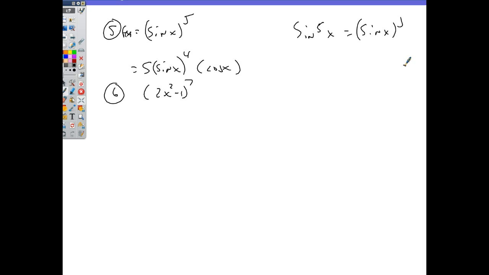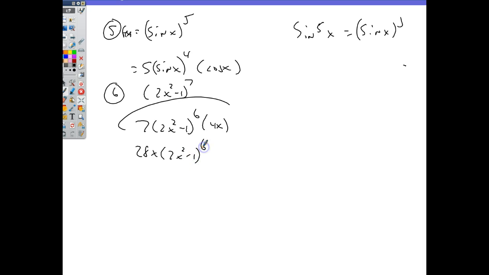So I throw the 7 out in front. Drop its power by 1. Take the rid of the inside, which would be 4x. I'm done. Well, no, I'd probably have to write 1428x times 2x squared minus 1 to the 6th, because usually those two can go together, right? Done. Could I do it with u-substitution? Yes, I could do a u-substitution all day long.